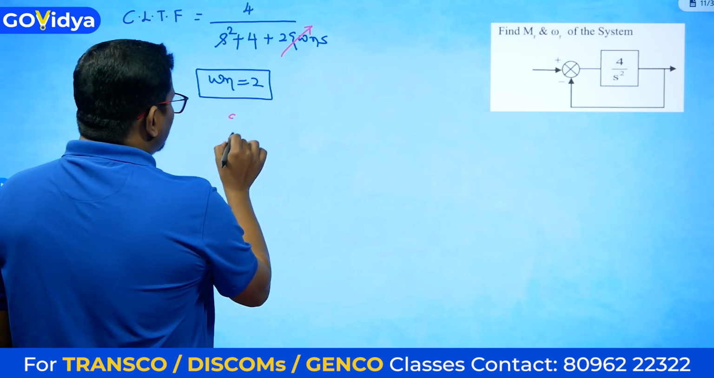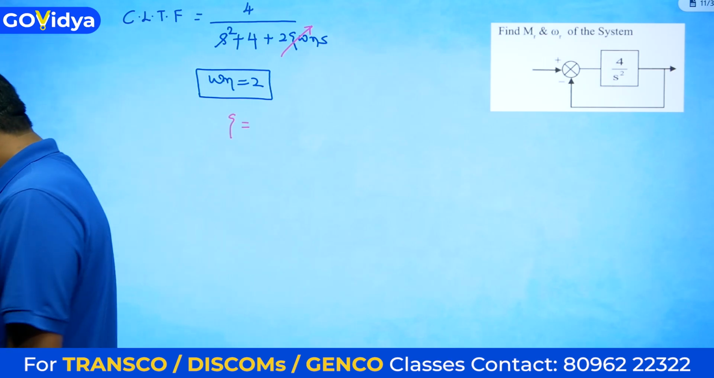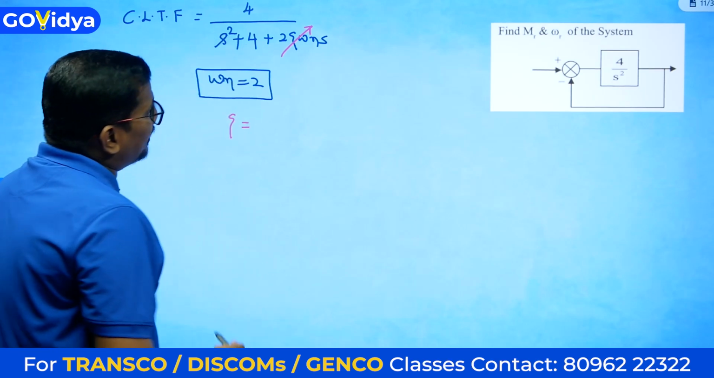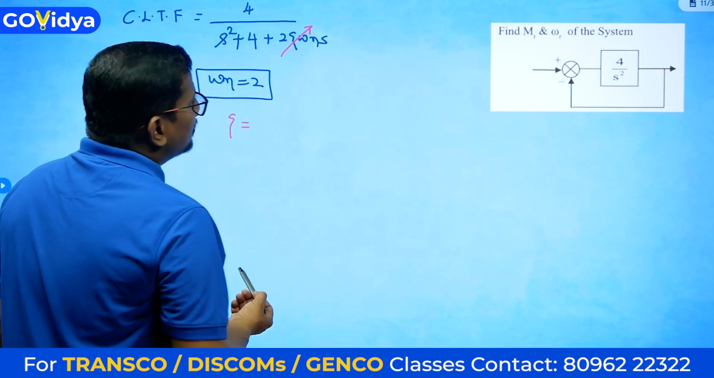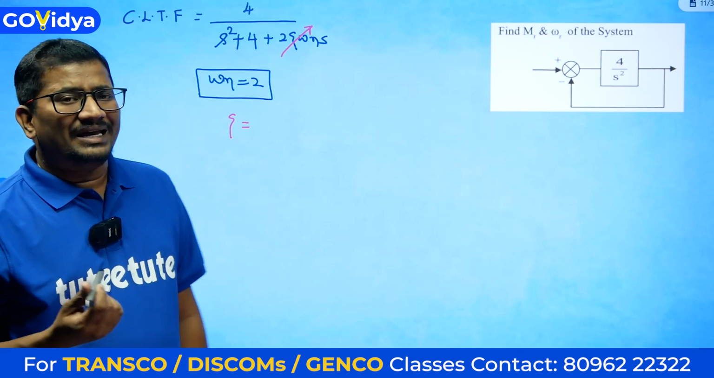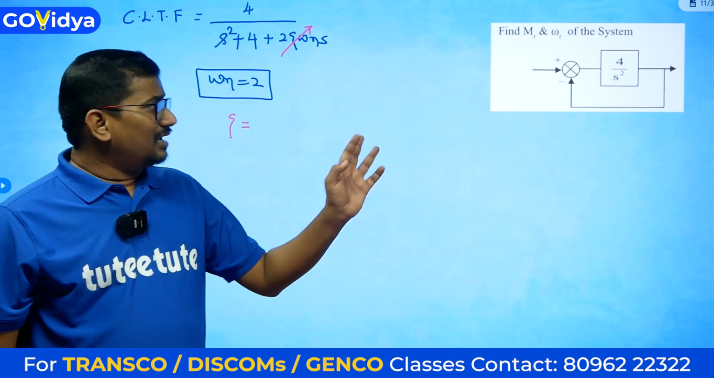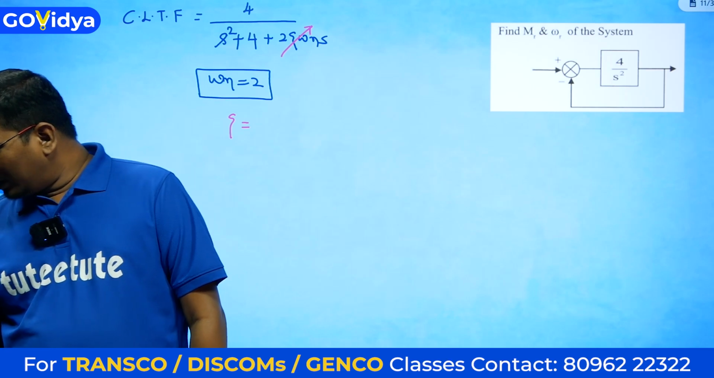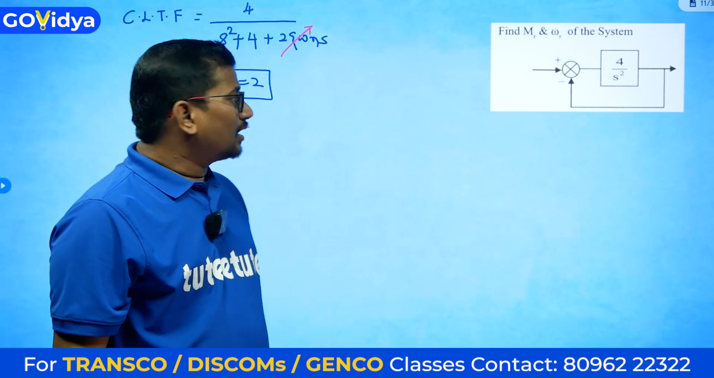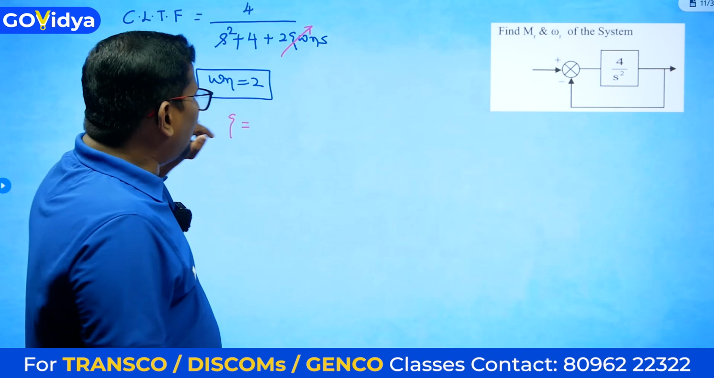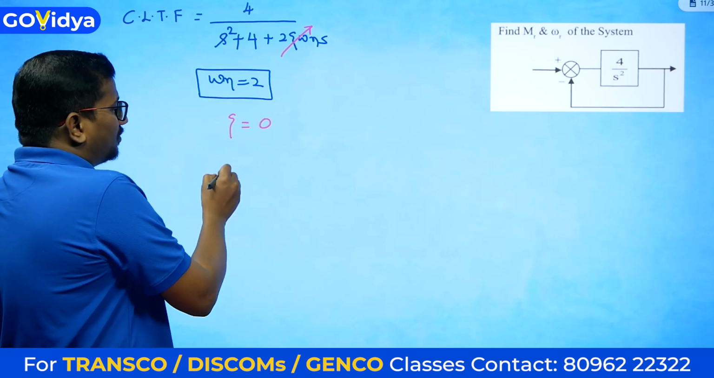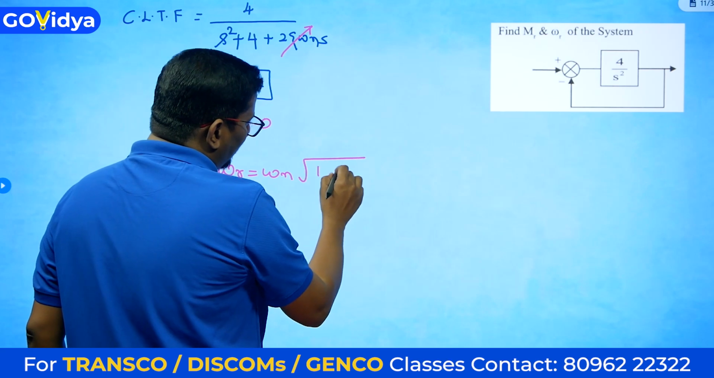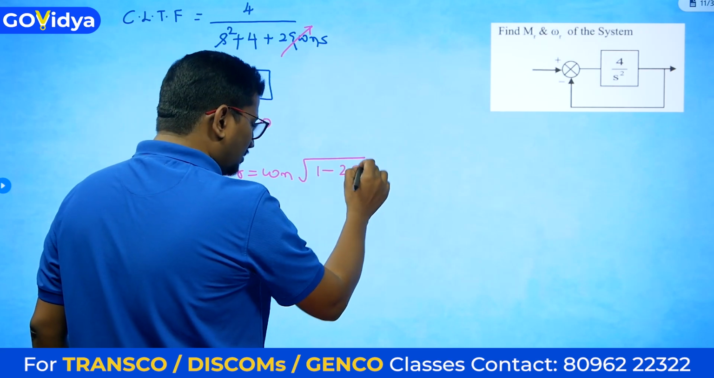But what about zeta? Can you tell me what about zeta? Zeta cannot be found, right? Zeta will be 0. So from this, how can we calculate the value of MR and omega R? Here the zeta value we got is 0. What is omega R? Omega n into root over 1 minus 2 zeta square.